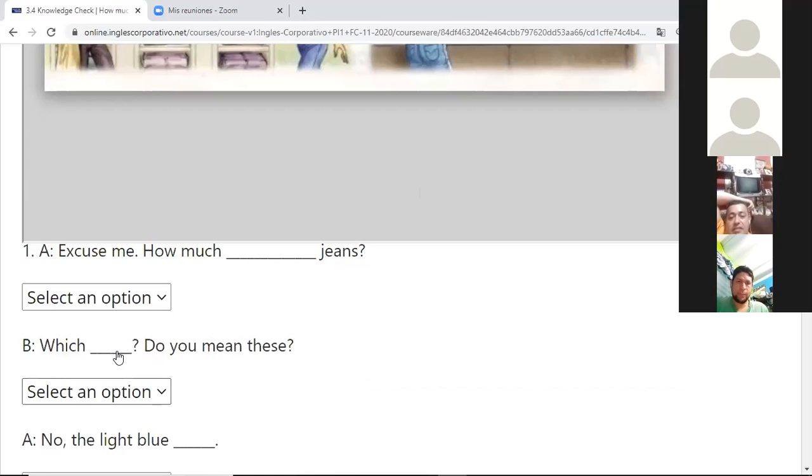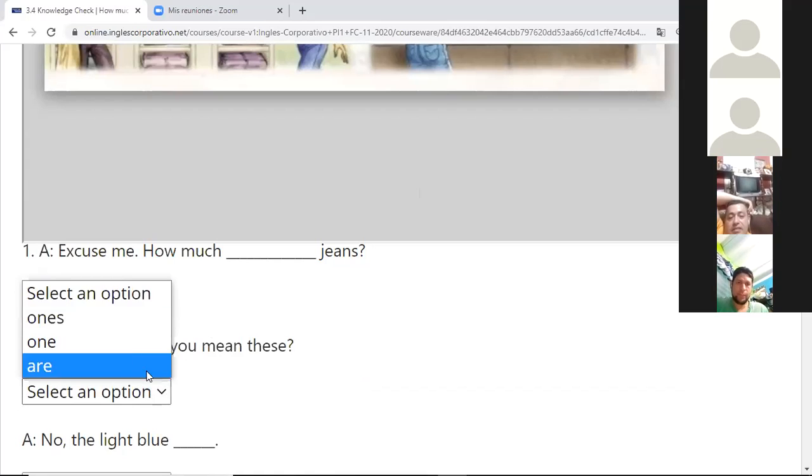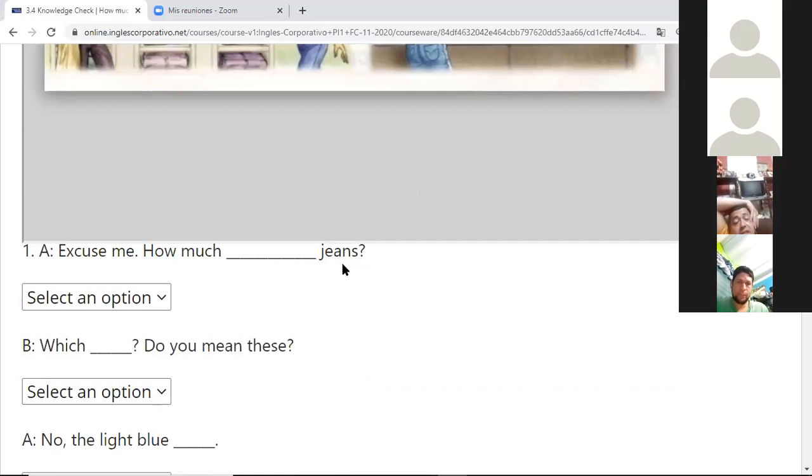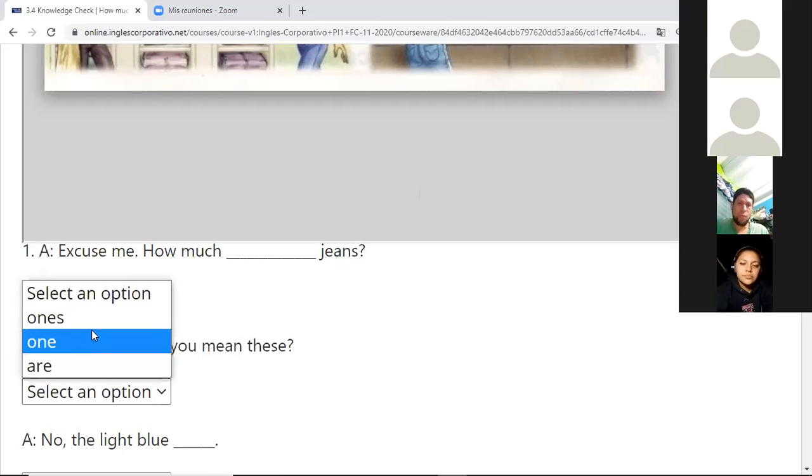Letter B. Which ones, one or are? Remember what I say, right? Jeans is plural, right? Jeans is plural. So, you know what are you going to use? One or ones or are, right?